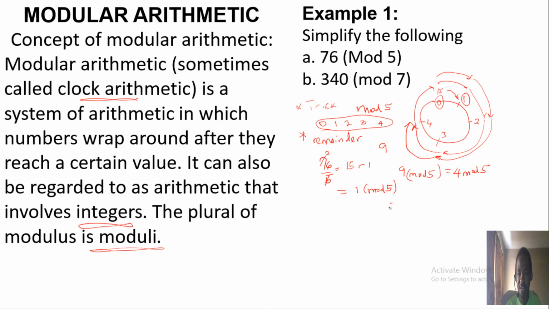Or you just do like this: 9 divided by 5. When 9 is divided by 5, how many 5 will you see in 9? 1, then the remainder is automatically 4. 5 times 1 will give me 5, plus 4 will give me 9. Automatically, the answer here should be 4 mod 5. It means 9 in this particular modulus is going to end in 4. Basically, that is the concept. We are just moving on. We are gradually coming up.